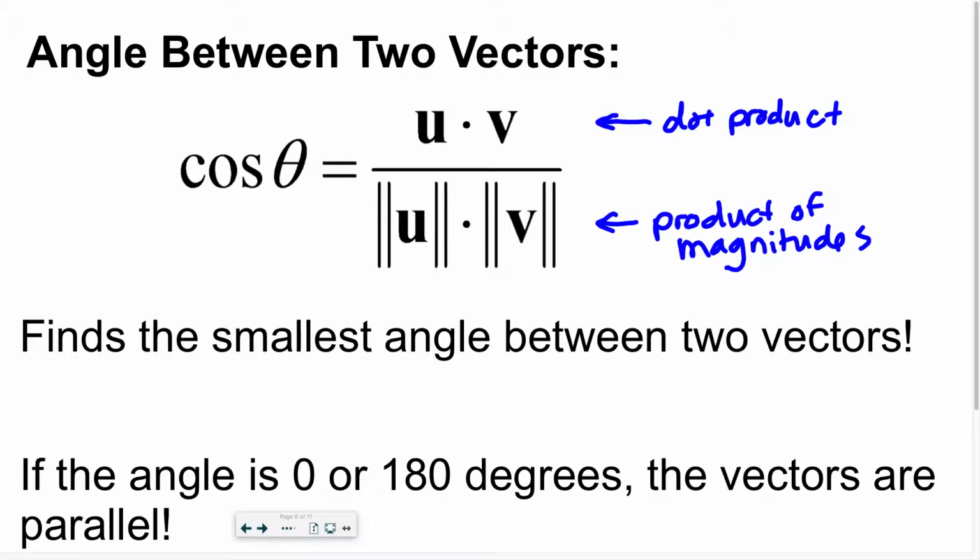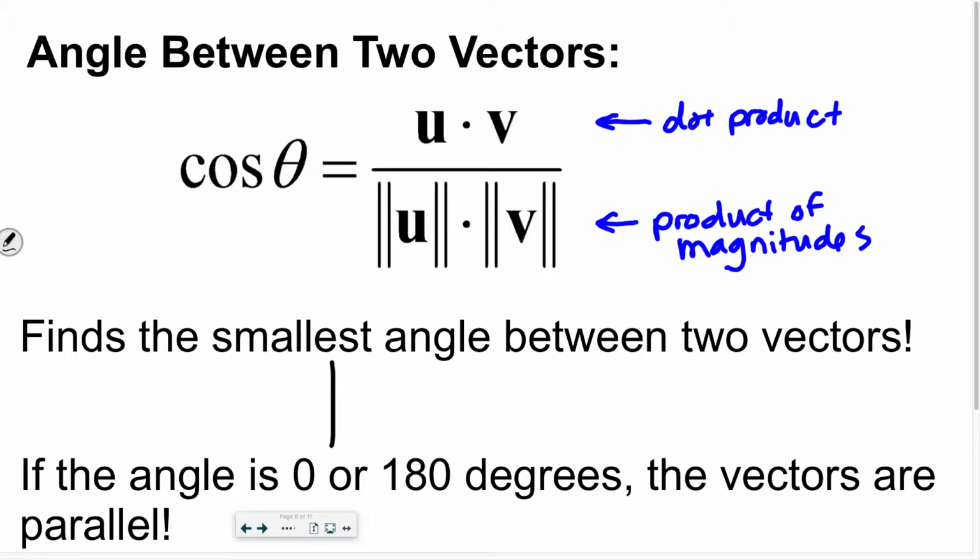And notice, to solve for theta, you'll have to use inverse cosine. So again, it's not a direction angle like from the positive x-axis. Here's my vector out in the world, quadrants 1, 2, 3, or 4. It's: here's a vector, here's a vector. What's the angle in between? Here's a vector, here's a vector. What's the angle in between? This always calculates our smallest angle.